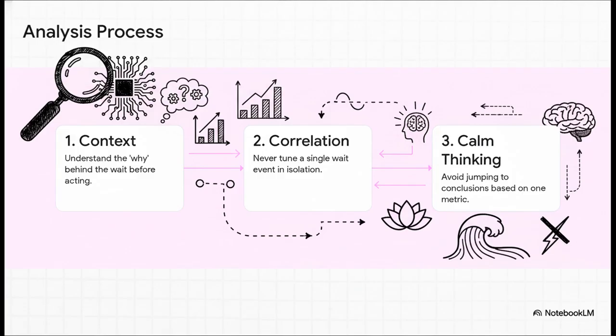First, context. What is the application even supposed to be doing? Second, correlation. Never look at a wait event in a vacuum. See what other system metrics are telling you. And third, and maybe most importantly, calm thinking. Resist that urge to jump to the very first conclusion you see.